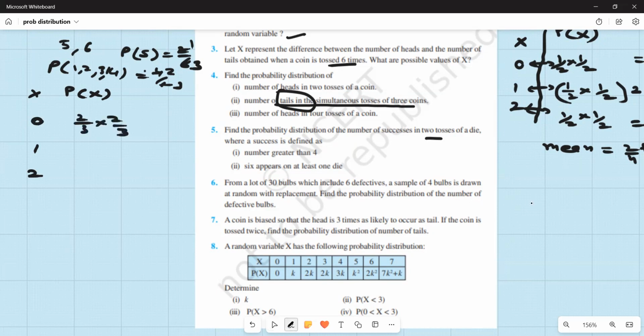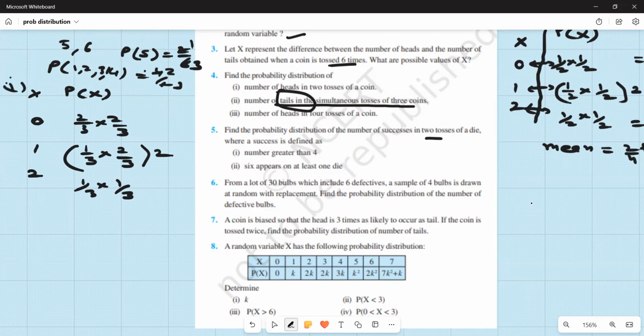First die, 2, second die. Then one success is there. So 1 by 3 into one success is not there, into 2 cases. And both the successes are there, so 1 by 3 into 1 by 3. Right? This is for the first case.